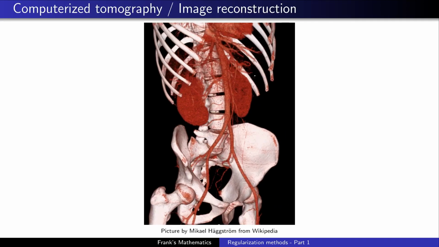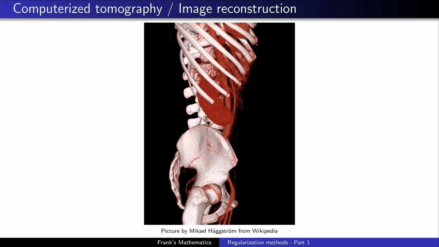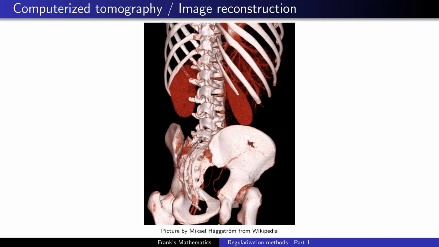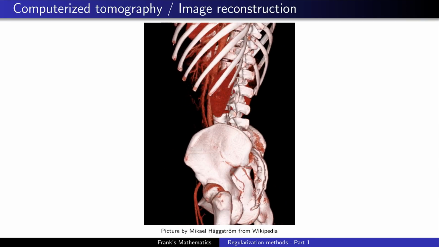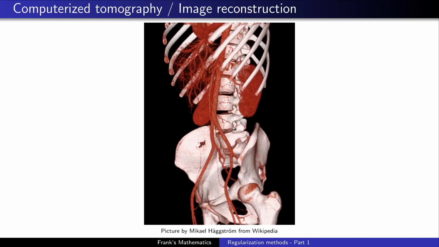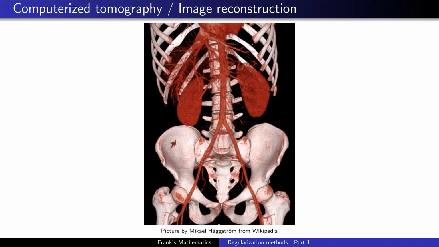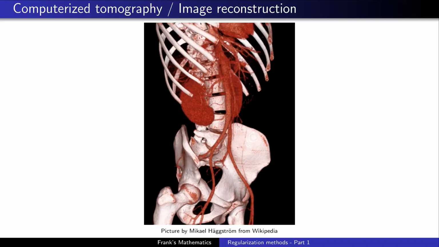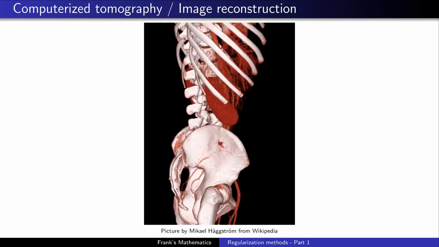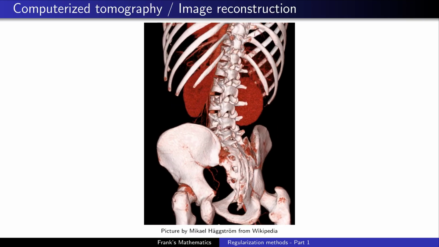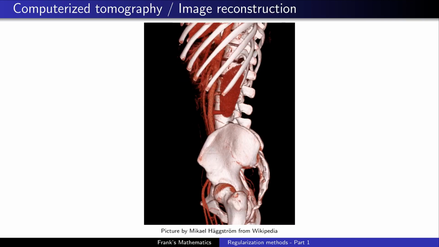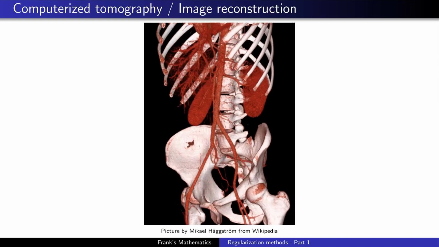Another huge, and I mean very huge, area of inverse problems is medical image reconstruction. For instance, in computerized tomography, beams of high energy are shot through your body, and you measure the energy loss. The higher the density of the passing material in your body, the higher the energy loss. And you can measure this energy loss.